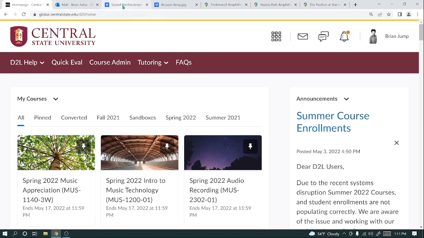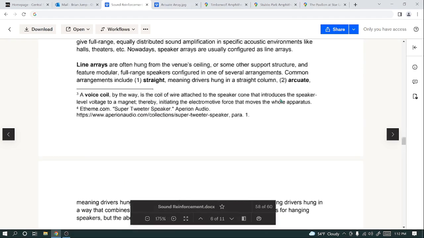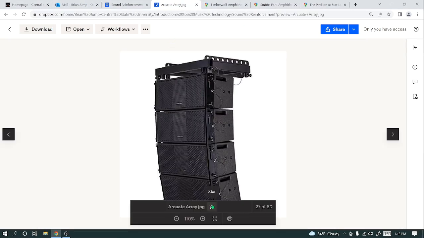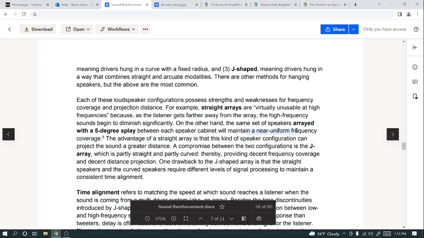All right, so these are the strengths and weakness rubrics one must consider. For straight arrays, ones that are hung in a straight line, it turns out that it's not very good at high frequencies, because as the listener gets further away from such an array, the high frequency sounds begin to diminish significantly. On the other hand, a set of speakers arrayed with a 5-degree splay, the arcuate, would be an array that looks like this. It maintains near uniform frequency coverage, meaning that it's got good bass, mids, and trebles for as far as it's projected, but it doesn't project as far.